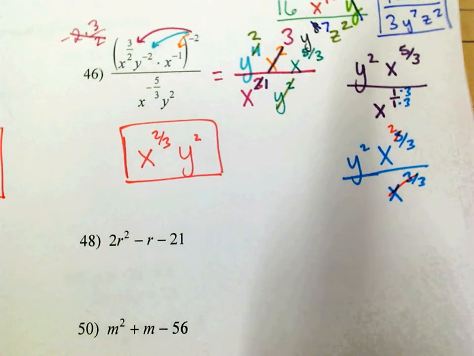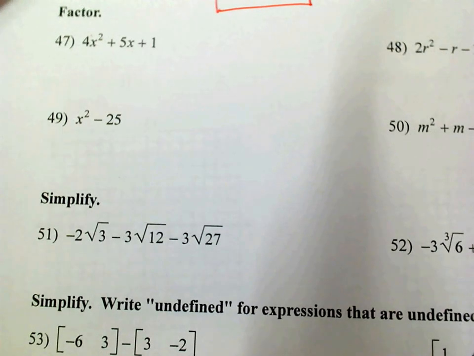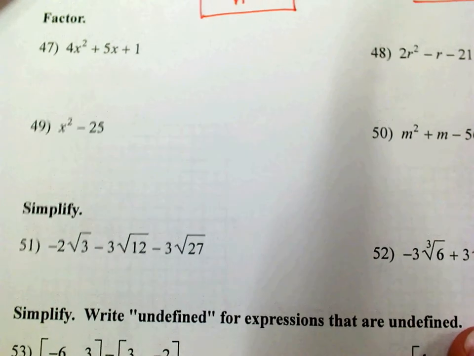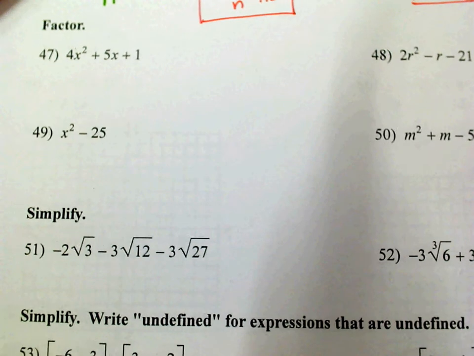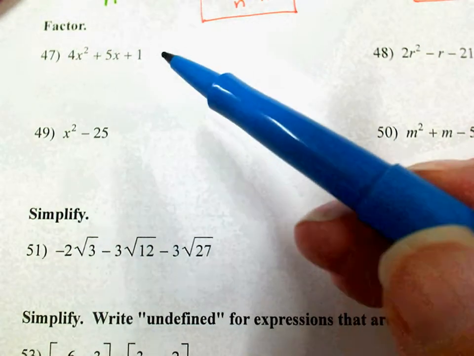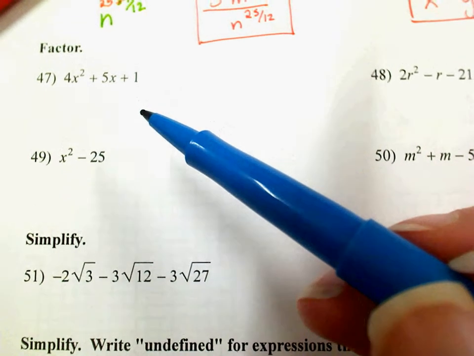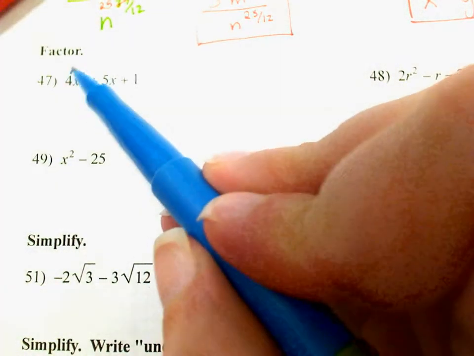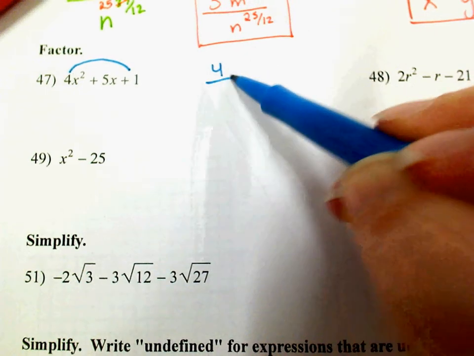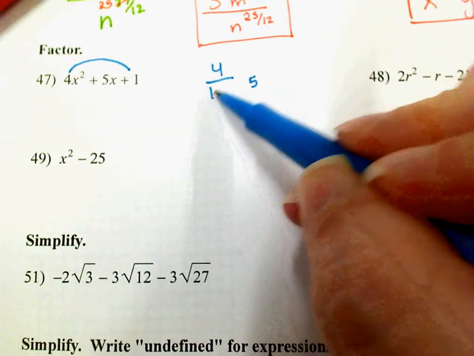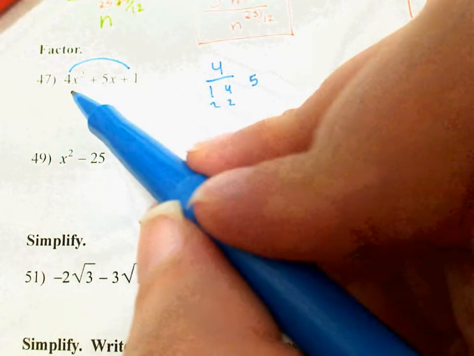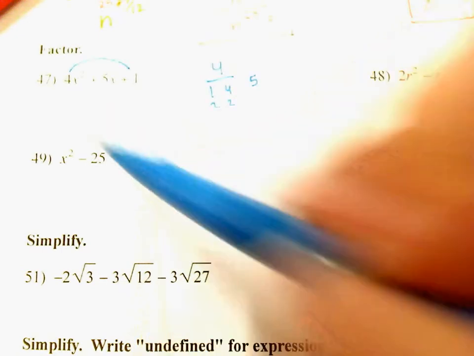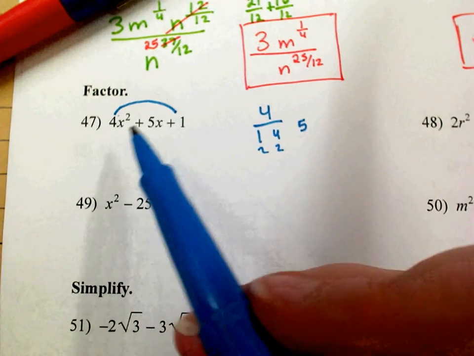Okay, let's go to number 47. Factoring. Alright, what do I need to do? Okay, what's 4 times 1? So I'm looking for the factors of 4 that add up to 5. I've got 1 and 4 and 2 and 2. 1 and 4. And 1 and 4, positive and positive? Yeah? So x plus 1 and x plus 4.